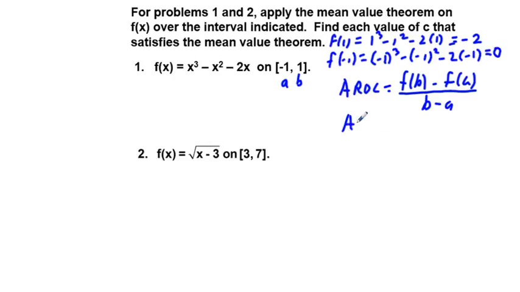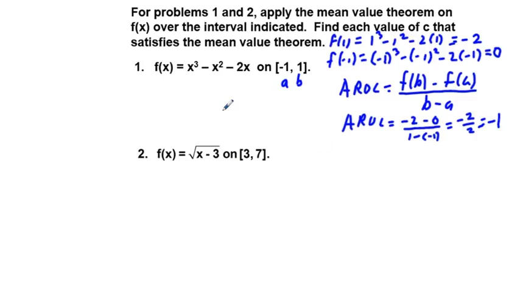So in this case, the average rate of change is going to be equal to f of b, which is -2, minus f of a, which is 0, over b, which is 1, minus a, which is minus -1. So we're going to get -2 over 2, which equals -1. So that's going to be our average rate of change.